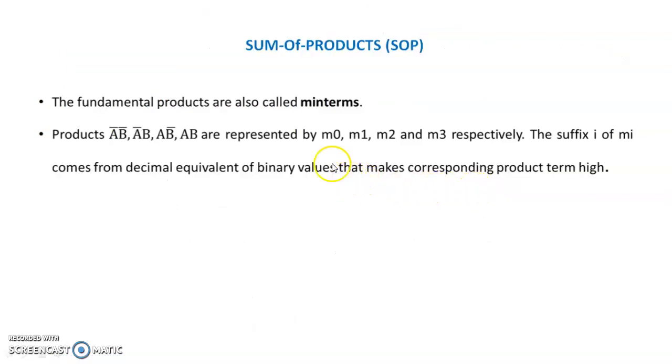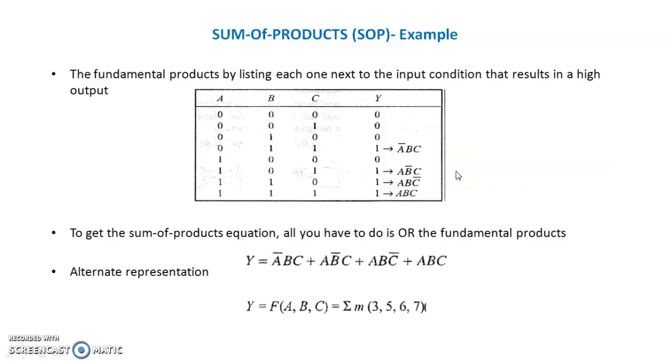The fundamental products are called min terms in sum of product. So the products here, A bar B bar, A bar B, A B bar, A B, are represented by min terms m0, m1, m2 and m3 respectively, and then we add all these min terms, that is nothing but the sum of product terms. This is one truth table given here.